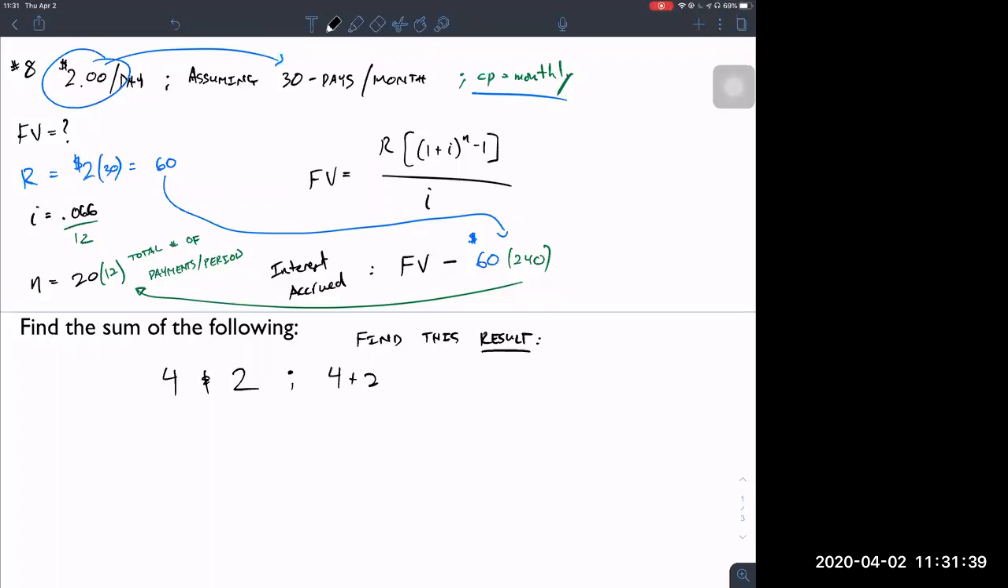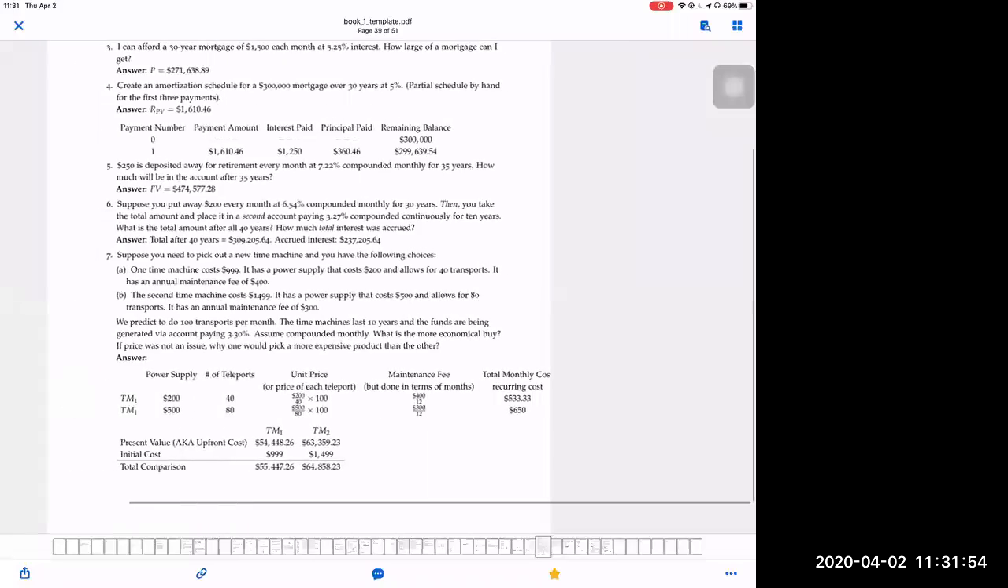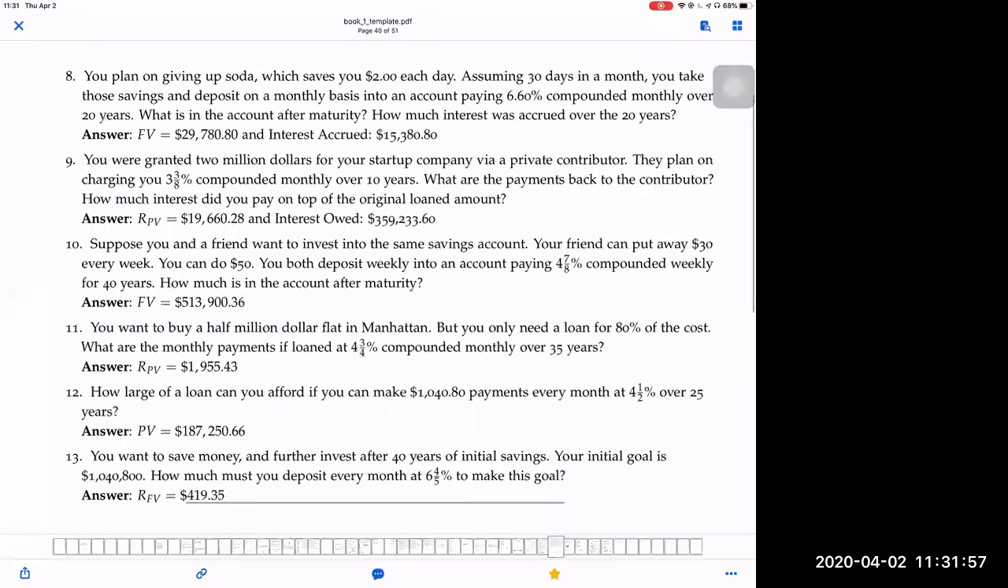What other questions? Okay, thank you. Yeah, no worries. How do you know to multiply by 2 times 30, where you have R? For that one, maybe it would be better if I flip to the question. Apologies for that. If you look at number 8 right here, it says you plan on giving up soda, which saves you $2 each day, assuming 30 days in a month. But if you read, it says you take those savings and deposit on a monthly basis into an account paying 6.6%. So are you putting away $2 every month, or the $2 that you saved every day at the end of the month?